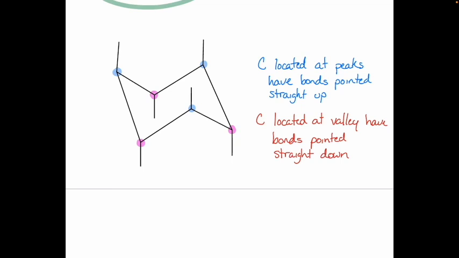Okay, so just like in my model here, every other carbon is sitting slightly above the plane of the ring, and they have their hydrogens pointed straight up. Every other carbon is below the plane of the ring, and they have their bonds pointed straight down. These straight up and down positions are what we call the axial positions on our cyclohexane. So we have 3 axial positions straight up and 3 axial positions straight down.